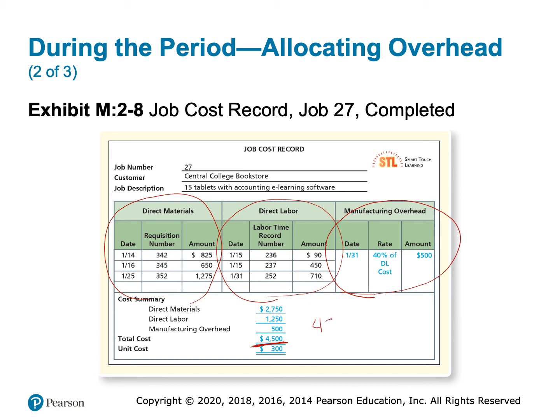So $4,500 divided by 15 tablets is how we get $300 per unit. That's how much it costs to make these for Central College Bookstore. This is not what we're selling them for. This is how much it cost us to make these.